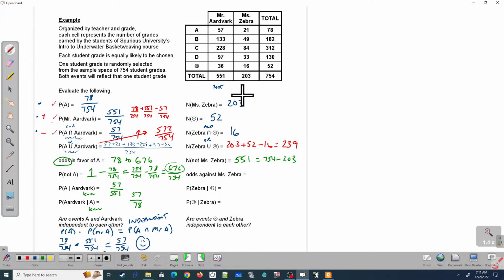And I would have this 203. Odds against means, here we go, odds against means I'm going to put my failures to successes, or in this case, my not zebras to zebras. And in this case, my not zebras are 551. Now, I could use the word to, but I can also use a colon, 551 colon, and then we'll say 203.